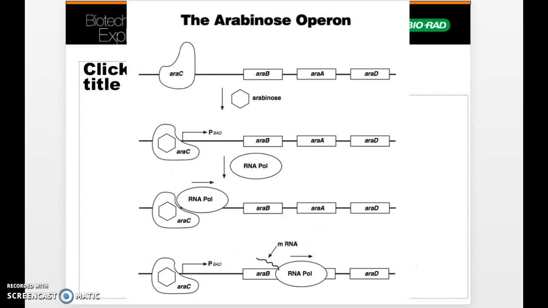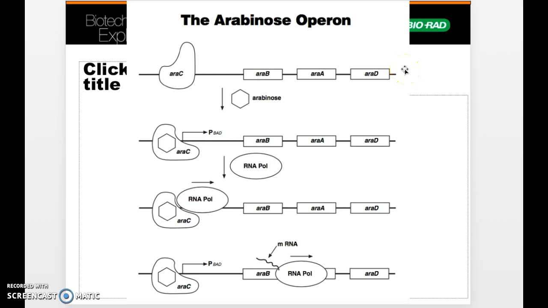So here's a picture that shows you how the Arabinose operon works. We have the ARAC, which is a DNA binding protein, and we have the Arabinose. When Arabinose is present, this is how the Arabinose operon normally works.